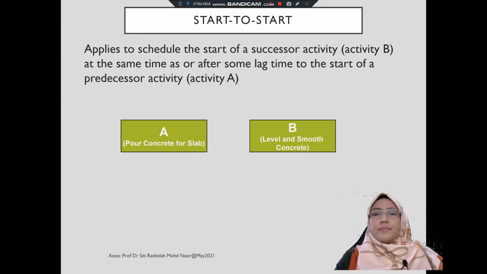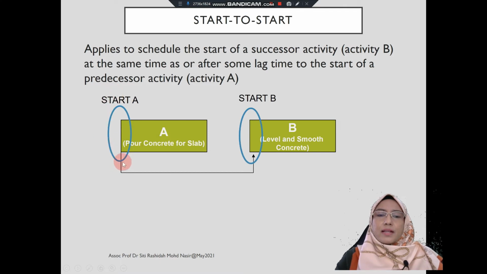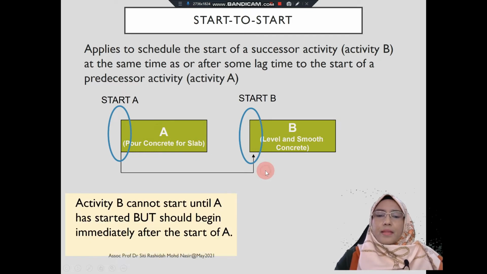The second relationship is start to start. This applies to scheduling the start of the successor activity, which is activity B, at the same time as, or after some lag time from, the start of the predecessor, which is activity A. So start to start means the start of activity A determines the start of activity B. Take for example, activity A is pouring concrete for slab, while activity B is leveling and smoothing the concrete. Activity B cannot start until A has started, but should begin immediately after the start of A.